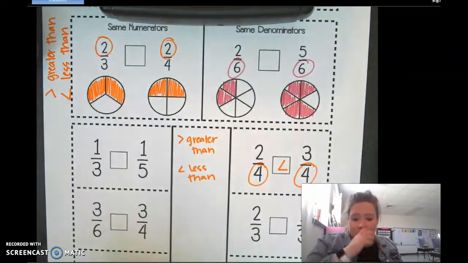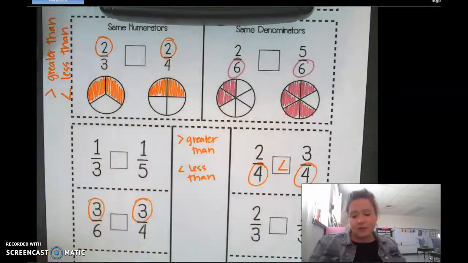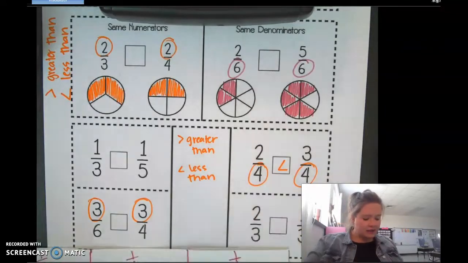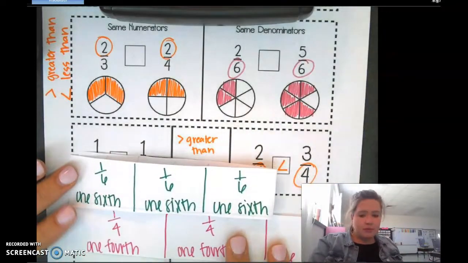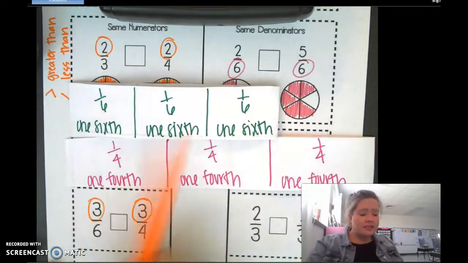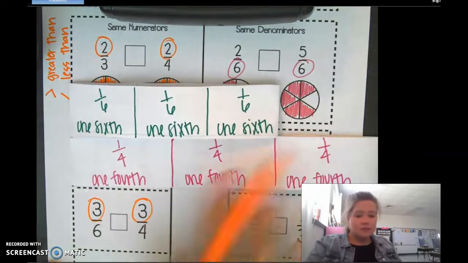Okay, I want you to get your fraction strips, and I want you to create 3/6 and 3/4. Your numerator is 3 in both fractions. So I want you to get your fraction strips and create 3/6 and 3/4. All right. So I'm going to put 3/6 on top and 3/4 on bottom. 3/6 is what to 3/4?